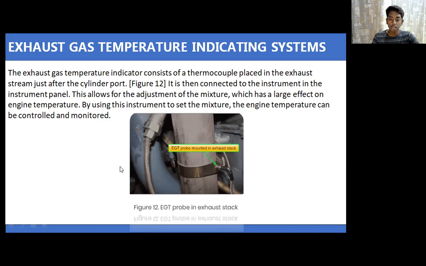This is how an EGT probe works in an aircraft. So that's all for this. I hope everyone understood this PPT, and thank you everyone for listening.